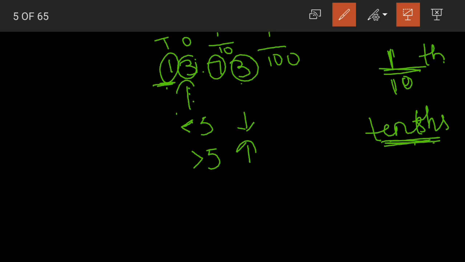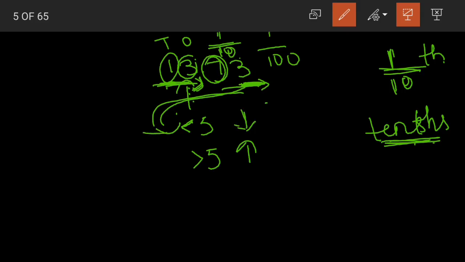Yes children, what did we do? We looked at the digit on the right side of the given number. In the same way, to round off our 13.73, we are going to round off the digit in the 1/10 place. We need to look at the digit in 1/100th place, that is the digit to its right side. Now 3 is less than 5, so we will round down.